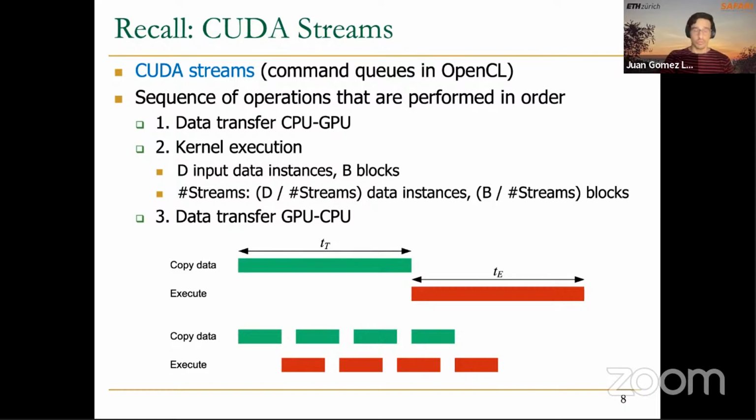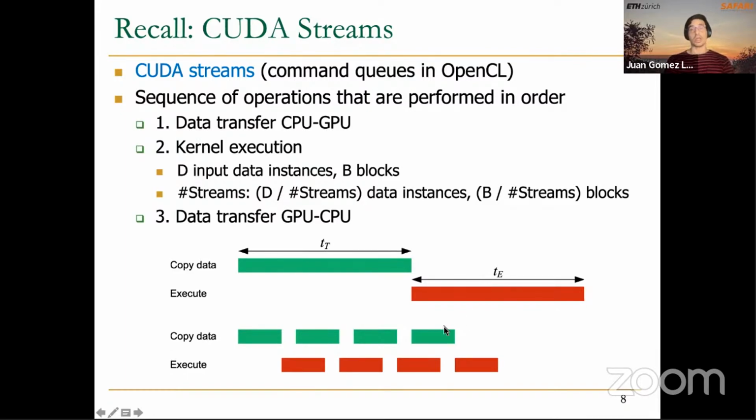CUDA streams are, but by the way, this concept also exists in OpenCL, and they are called command queues. These are sequences of operations that are performed in order. For example, in this sequence of operations, we can have data transfers and we can have kernel execution. If we don't use the streams, what will happen is that we will execute something like this. First of all, we will transfer the input data from the CPU to the GPU, and then we will compute. In this figure it doesn't appear, but after computing the kernel on the GPU, we'll have to transfer back the results from the GPU memory to the CPU memory.